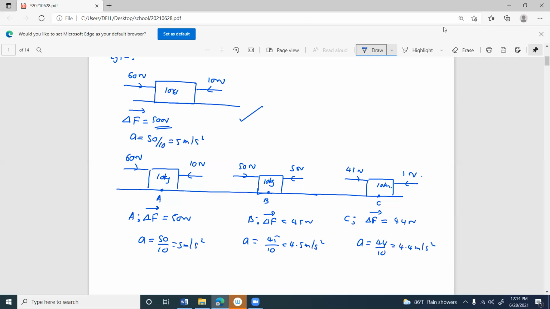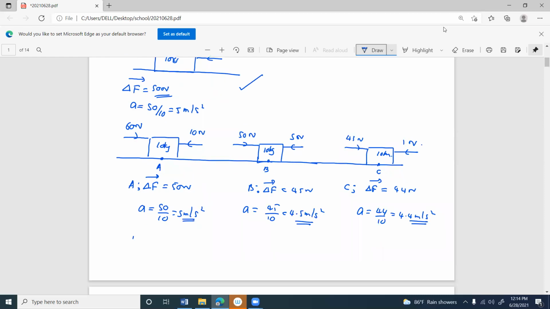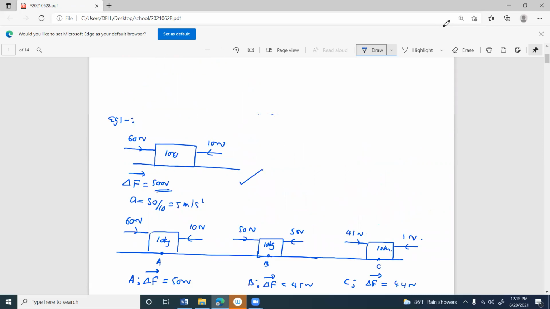So what can you understand? The acceleration varies with time. Therefore, this is not a constant acceleration. So you can say it's not moving with constant acceleration. So this is the situation, right?